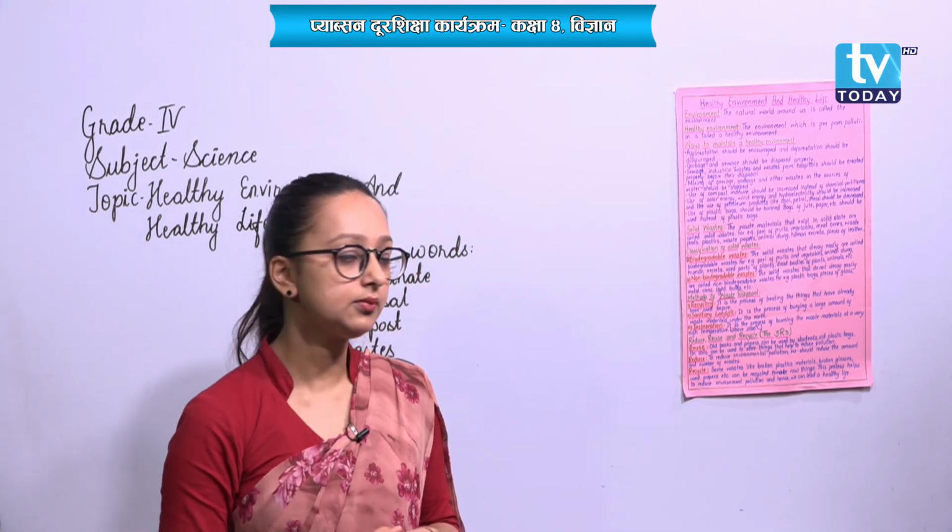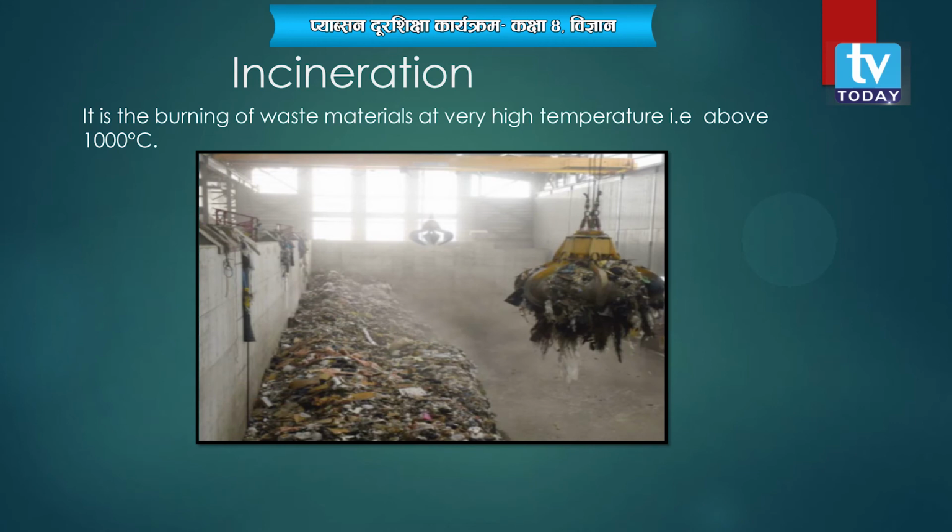Okay. And next is incineration. The third way by which we can dispose solid waste is by incineration method. And what is it? It is the process of burning the waste materials at a very high temperature, that is above 1000 degrees Celsius. See here, sanitary landfill: in this method we bury a large amount of waste into the ground, whereas in incineration we burn the waste at very high temperature.